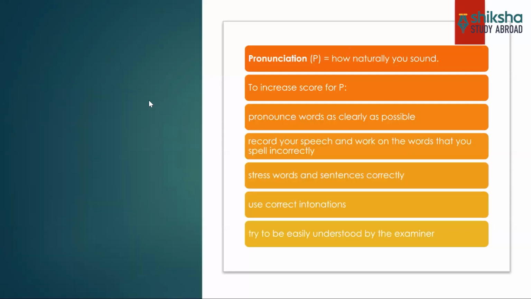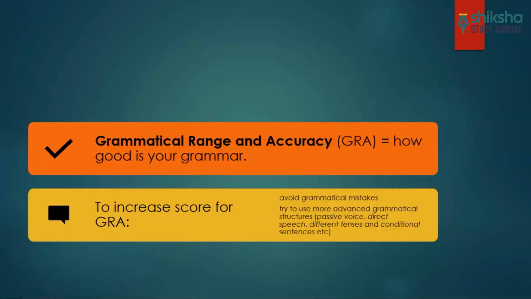If we talk about pronunciation, it is how naturally you sound. To increase your score in pronunciation, or P, pronounce words as clearly as possible, record your speech and work on the words that you pronounce incorrectly, stress words and sentences correctly, use correct intonation, and try to be easily understood by the examiner. So these are a few points which you have to keep in mind regarding pronunciation.